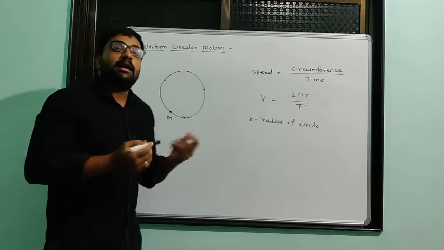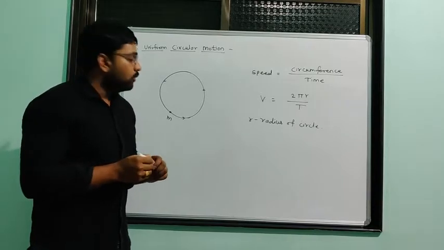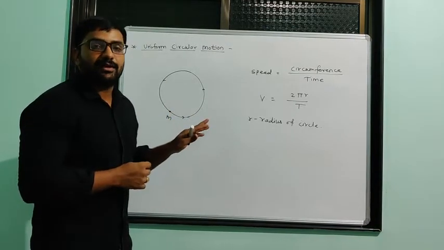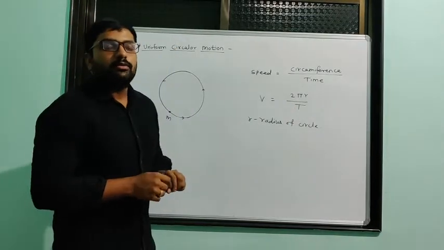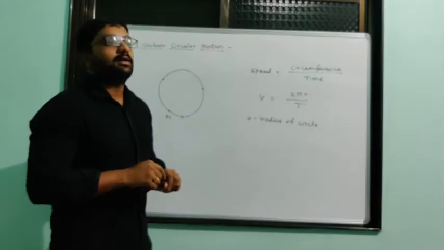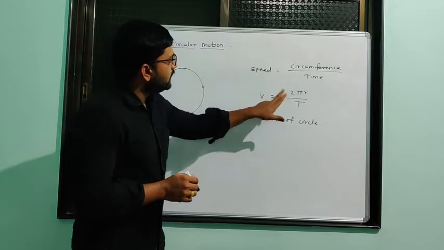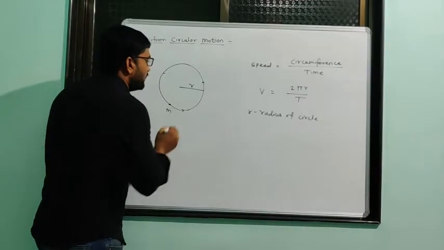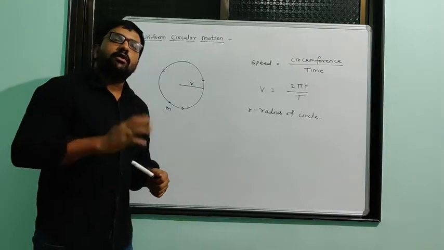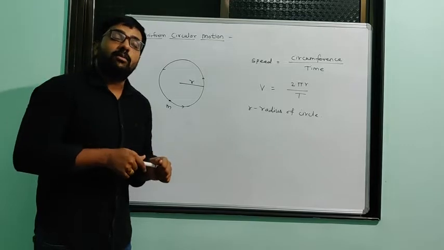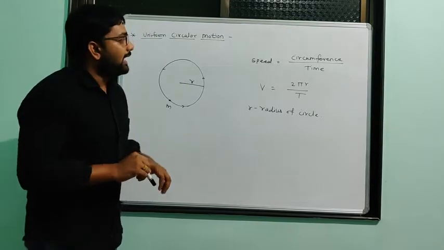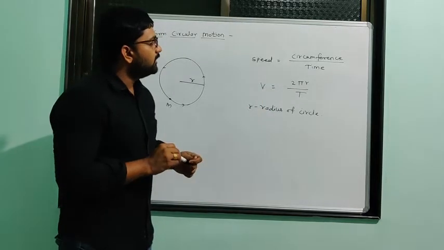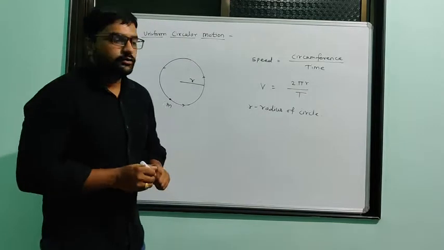We already studied what periodic time is: the time taken by an object to cover one rotation, one full motion around the circumference of a circle. So this T is the time period to complete one rotation around the circumference of the circle. Its velocity should be equal to 2 pi r divided by T, where r is the radius of this circle. So circular motion means motion of an object on the circumference of a circle. In circular motion, speed is given by circumference upon time, so its velocity should be equal to 2 pi r divided by T.